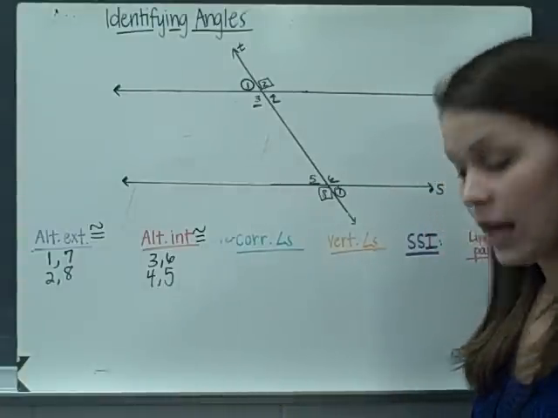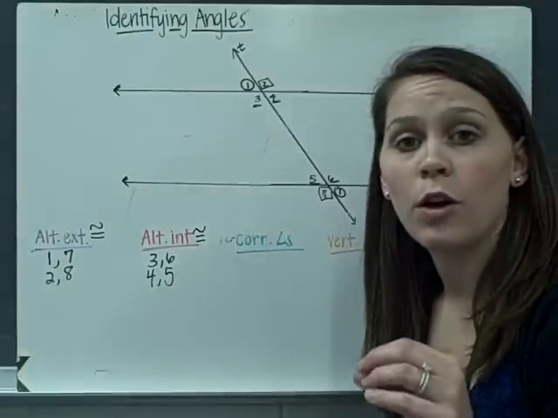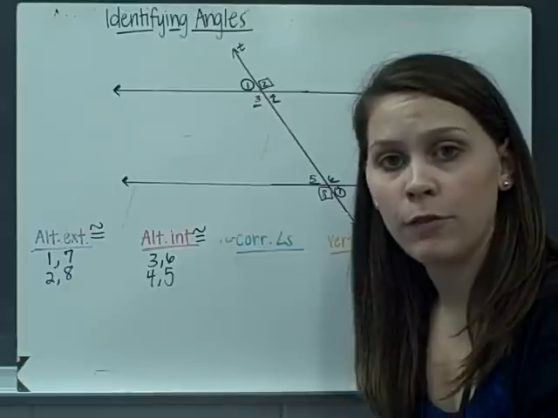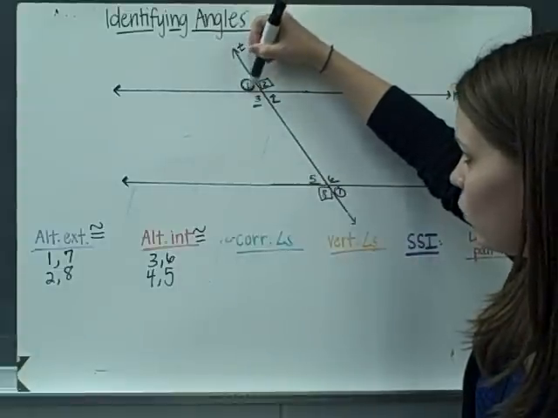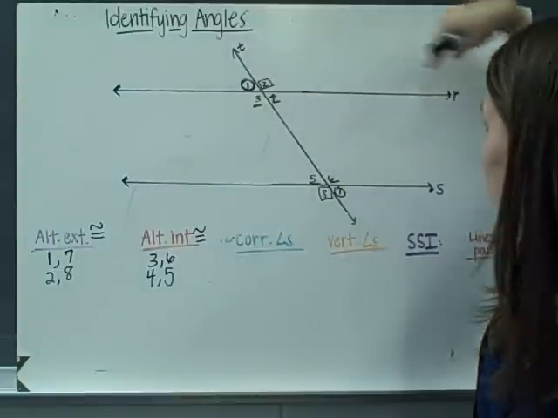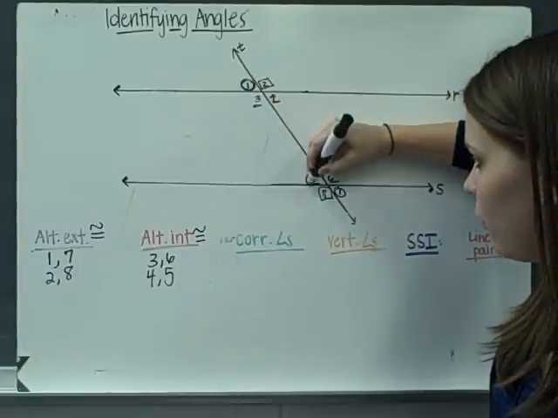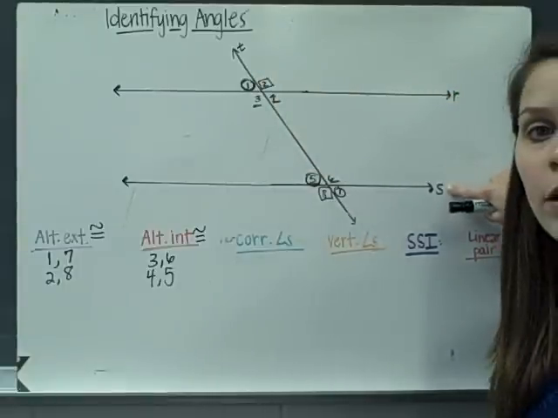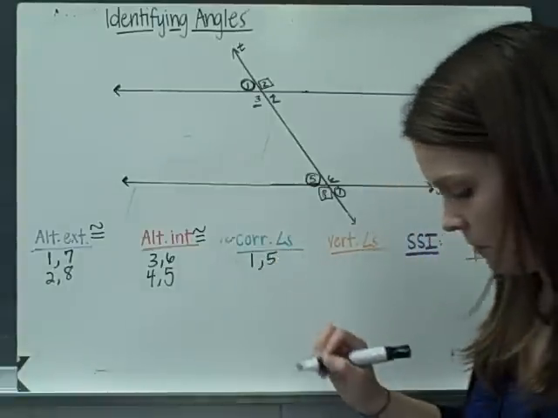So now we're going to look at our corresponding angles. Remember, they're in the same position but different figures. So if we start with 1, the same position for 1, so this is on line R, that angle would also be angle 5 on the second figure, line S. So we have 1 and 5.